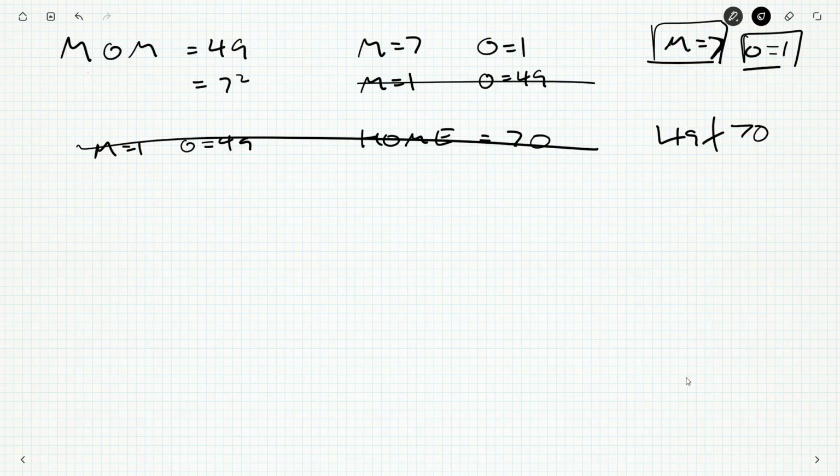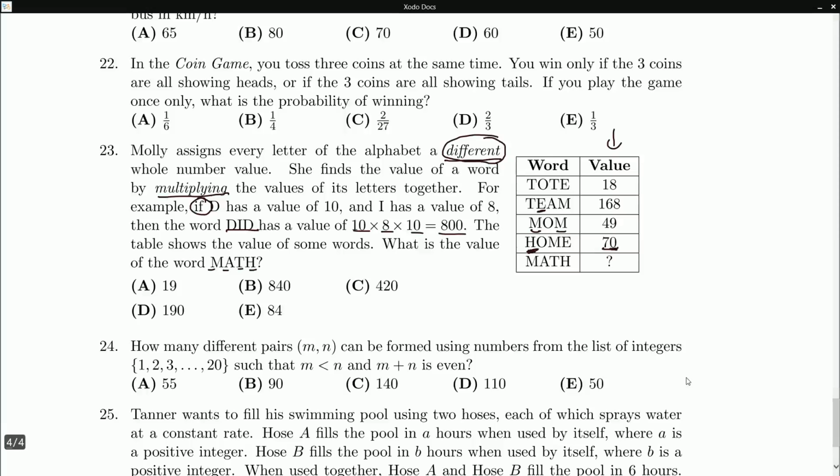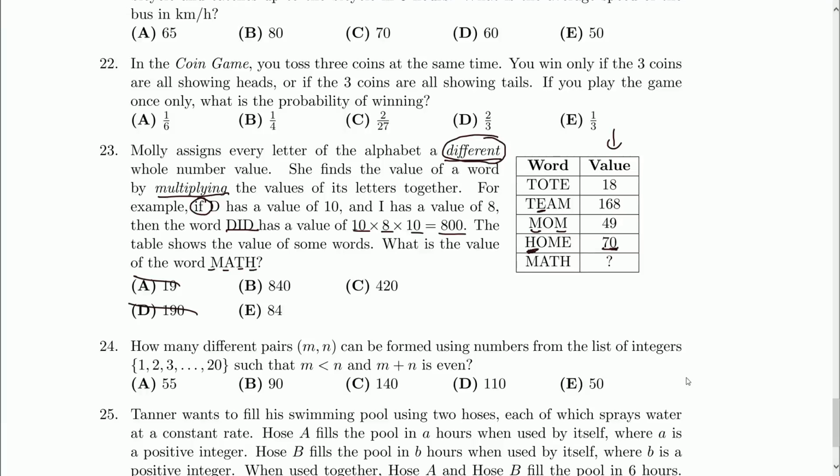Okay. So knowing that M is 7 actually helps me out, because 19's out and 190's out. That limits me a little bit. I've only got 3 possibilities. So if they call time soon, I might be able to make a guess here. Something else that might help me make a guess, as I've already noted, team only has this E differing it from math. It's got an E where there should be an H. And since that has 168, I'm guessing the answer probably isn't E. E seems kind of small here. So it might be either B or C. But let's see what else we can do here.